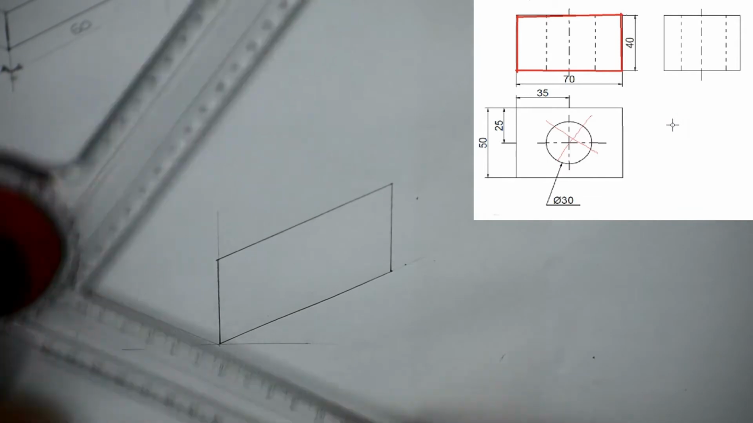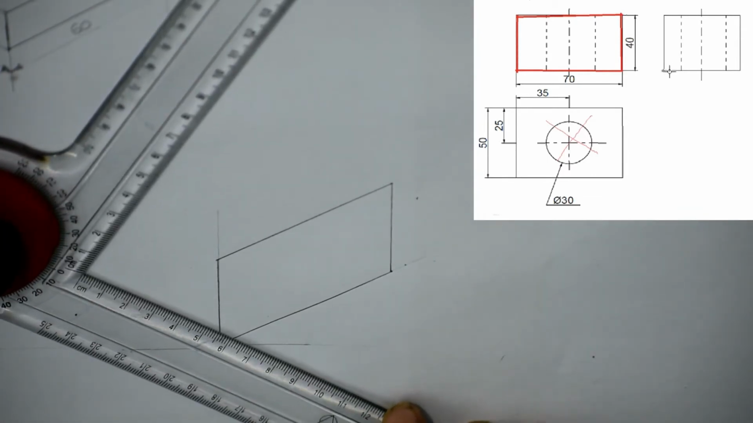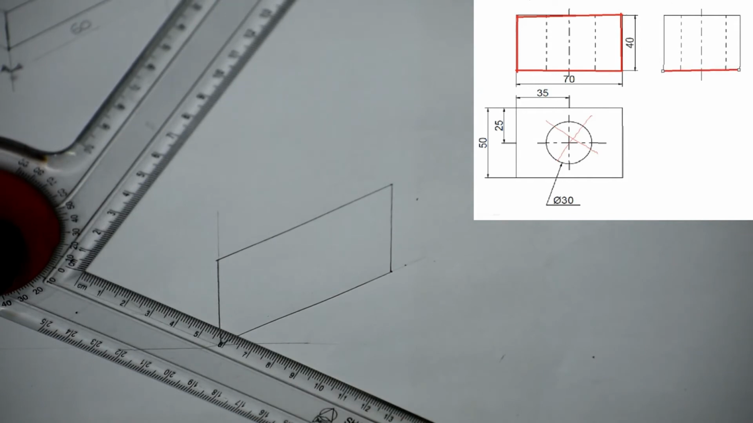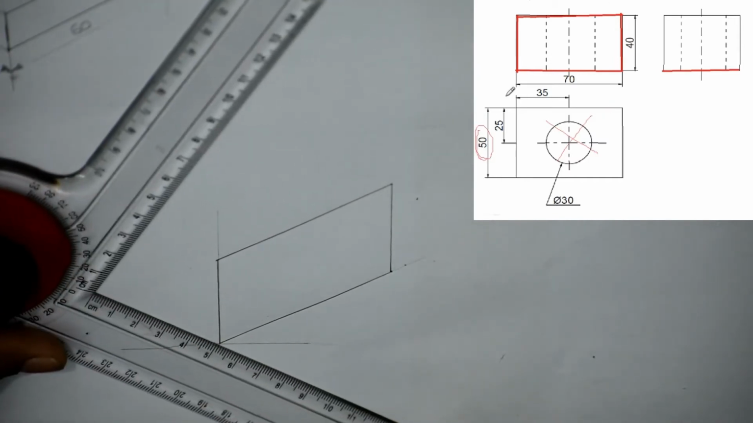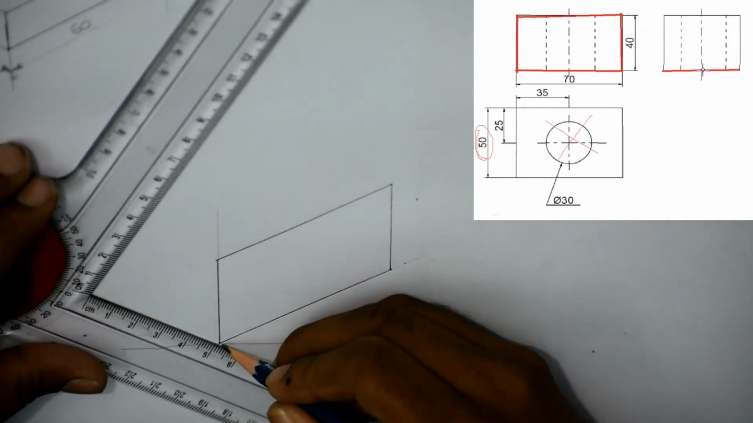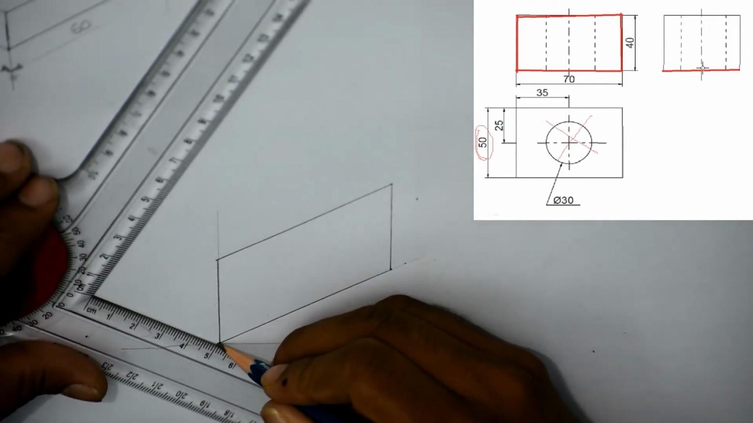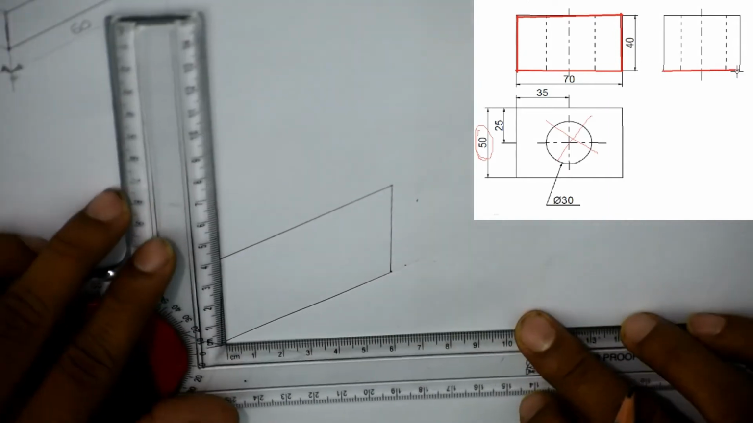Now, as you can see in the left hand side view, the width is 50, which is actually dimensioned in the top view of the question. So we will take 50 mm from here, and also again the height.